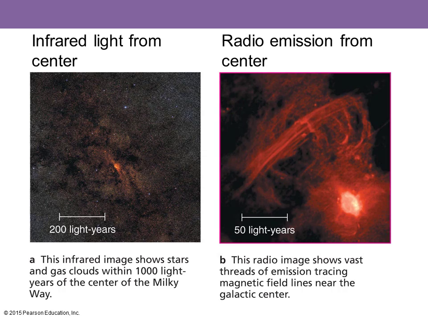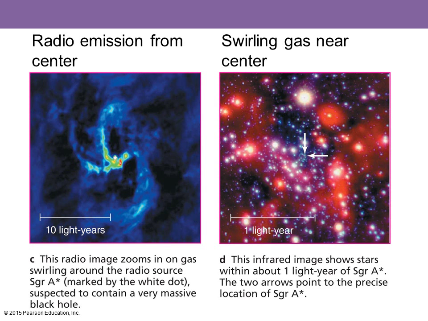So we have infrared light coming from the center of our galaxy. We have radio emissions coming from the center, and apparently those radio emissions are sort of trapped in the magnetic field lines around the galactic center. We have radio emissions from the center of our galaxy, and we have swirling gas near the center emitting infrared light. Swirling gas, as you see in letter C there in the radio image, the infrared image showing basically the same thing.